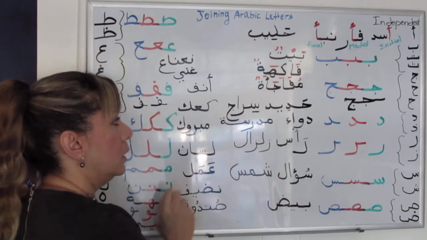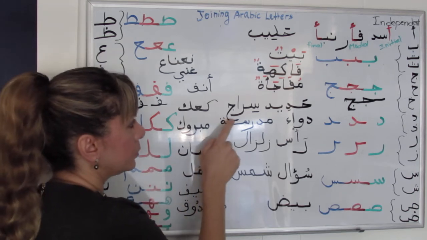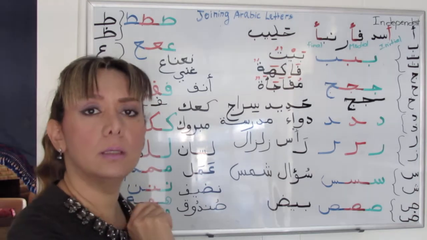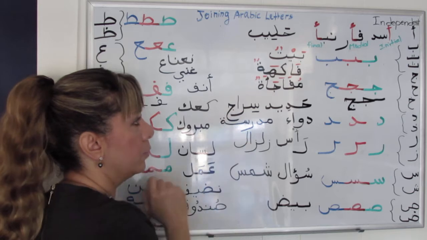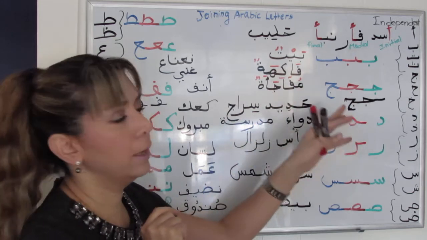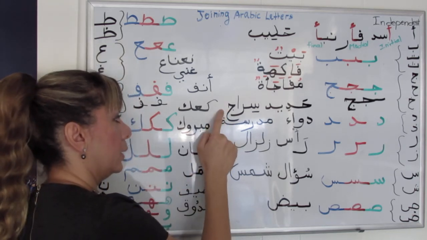When we have it in the end of the word, like here, siraj, siraj, it means lantern. It's not connected to alif because it belongs to the unfriendly letters. So it stands by itself here.